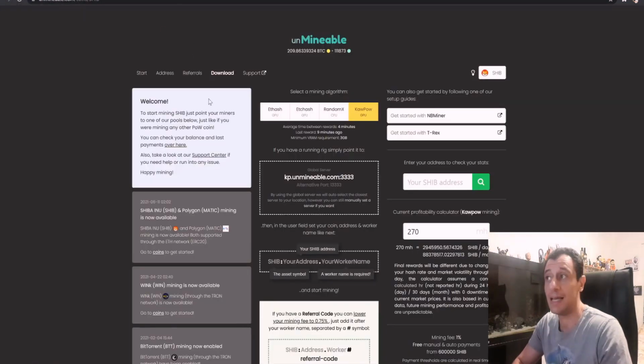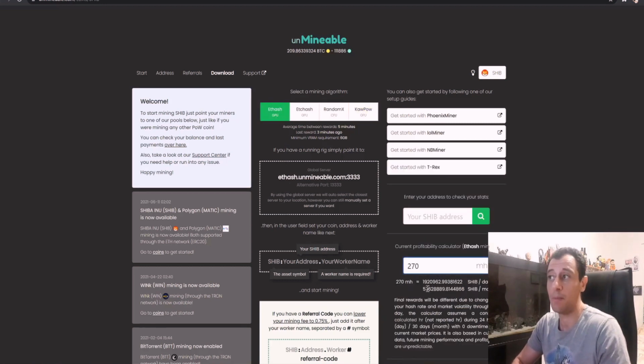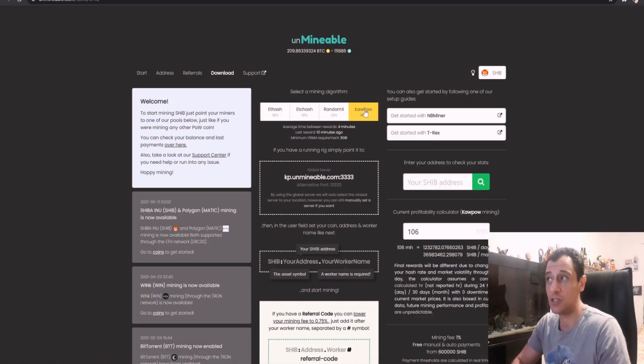So it's very, very important that when you calculate your profitability on the different algorithms, and it could be ETC hash as well, you check online calculators to see what your card is going to do, or the best way is to actually start mining and check what your real results are yourself, and then enter the figure here. I know for a fact that my total rig will do not 270 megahash on KaoPow, but 106 megahash. And there is going to be a big difference there. At 106 megahash, I'm going to be making 1.2 million Shiba Inu coins a day at the current price and current difficulty level on unMineable. With ETHash at 270, I was going to make 1.92 million Shiba Inu coins a day. So the difference here is around 700,000 Shiba Inu coins.